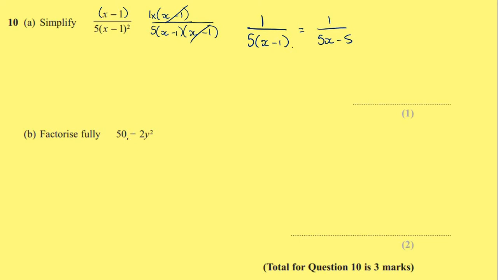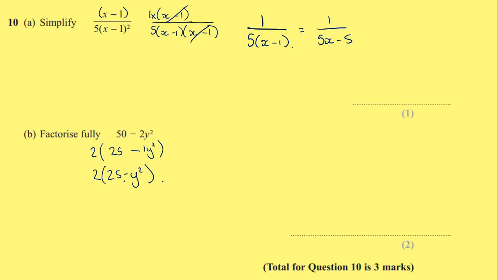Alright, next up, factorise fully. Now as soon as you see something that looks like this, that's got a power of 2 and a not power of 2, and it's got two terms and it's got a subtraction, you should be thinking there's a difference of 2 squares in here. So we're going to have a look at what we do with it. First, we're going to divide out the 2. 2 is a common factor. 2's into 50 go 25 times. 2's into 2 go once. Y squared is y, and the minus is the minus. So we actually get 2 lots of 25 minus y squared.